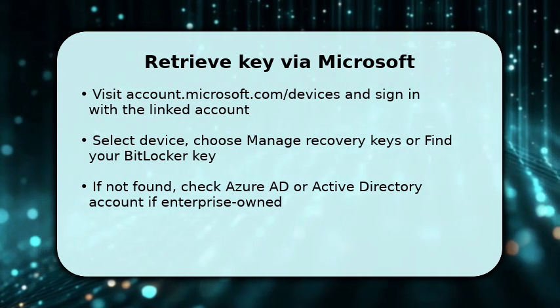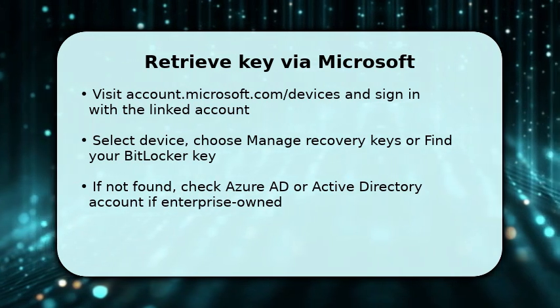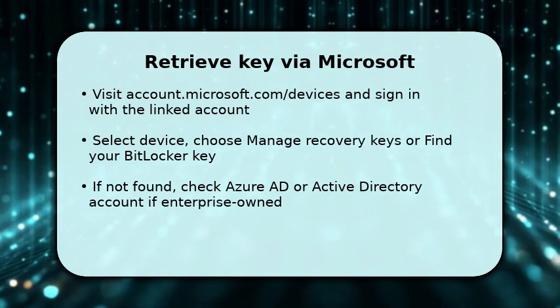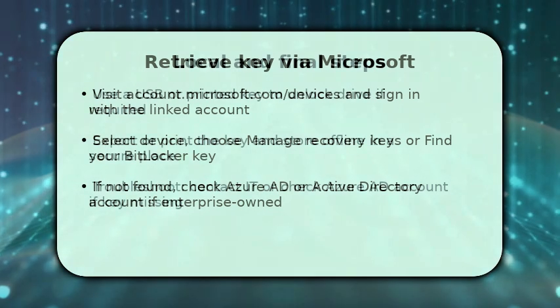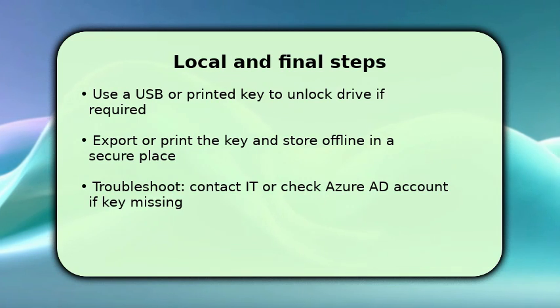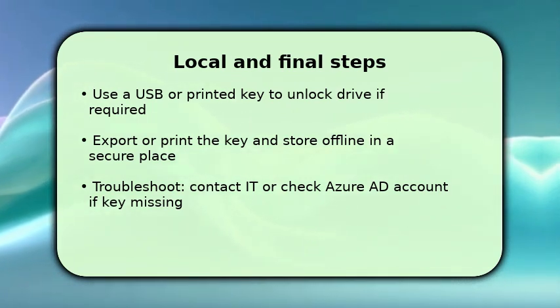If the device is enterprise managed, make sure to check your Azure AD or Active Directory portal because business keys are stored there. Finally, verify the key matches the ID shown. If you retrieved the 48-digit key, enter it exactly on the locked PC or use a USB key file to unlock the drive. Accuracy matters because one wrong digit prevents access.